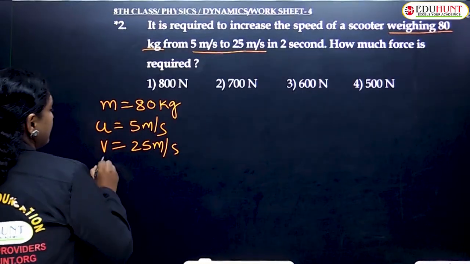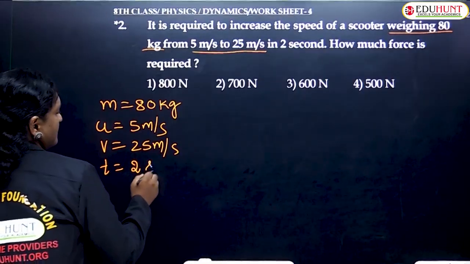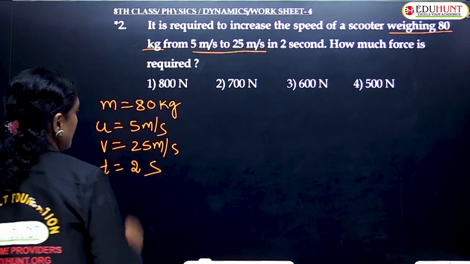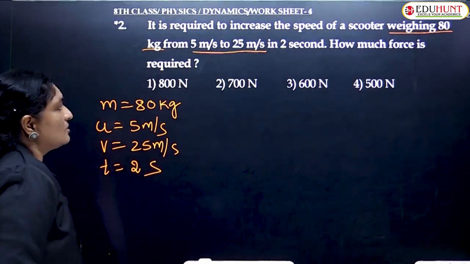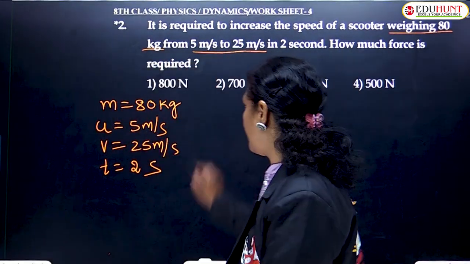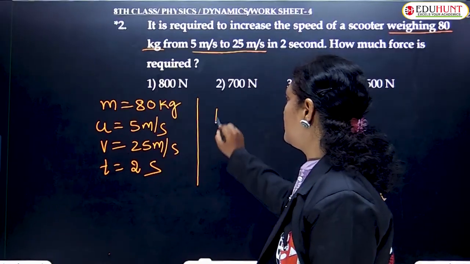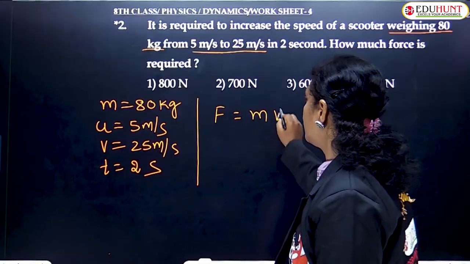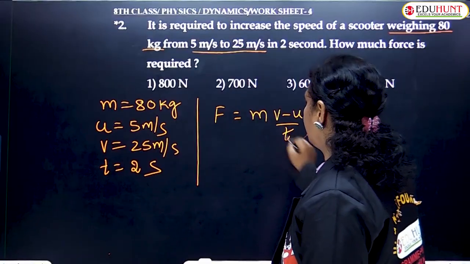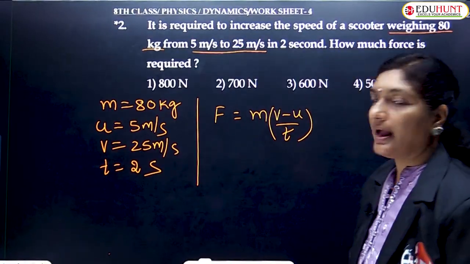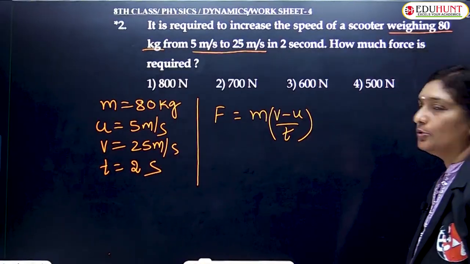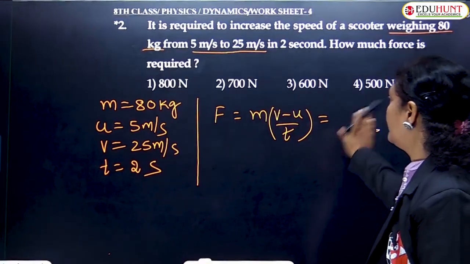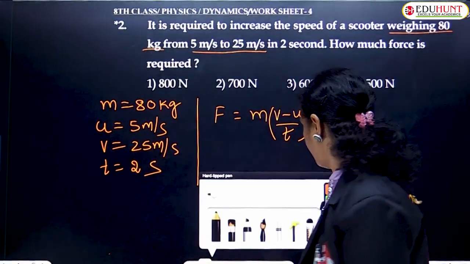What else was given? Time was given as 2 seconds. Time was given as 2 seconds children. So this is the given data. You are asked to find out how much force is required. So children, I already told you the formula for force, F equals to ma, and the acceleration can be written as v minus u by t. F is equals to, what is the formula? m into v minus u by t. What is the mass given? 80 kgs.